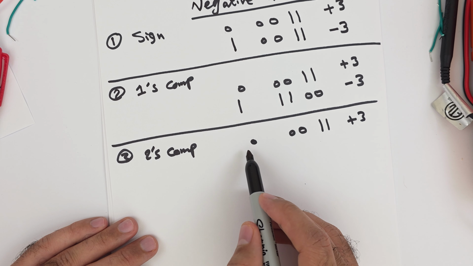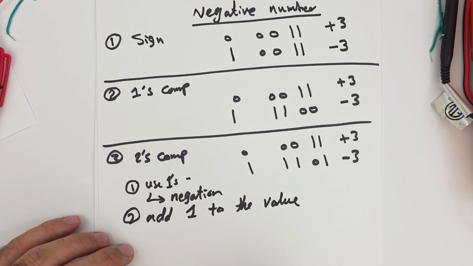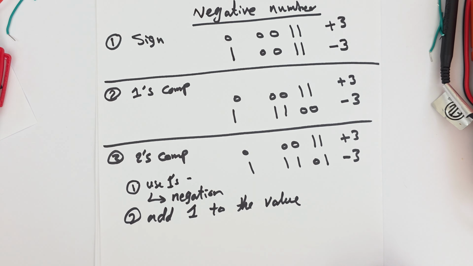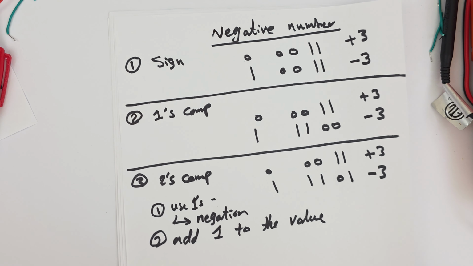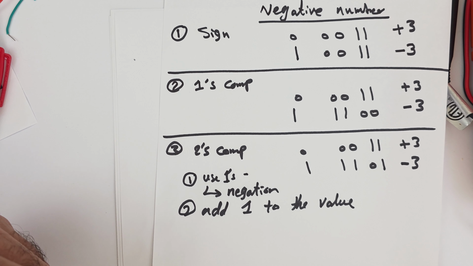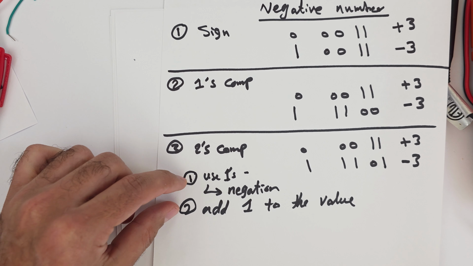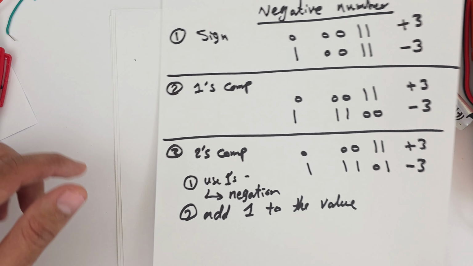But for the 2's complement, I need you to write the 2 steps. First step, use the first complement, and the first complement means negation, negate all values. Number 2, add 1 to the value. That is what we need to do. So this is the first theoretical part. Let's discuss another theoretical part, but don't forget these 2 steps because these are the theoretical steps and I am going to show you how to implement these theoretical steps by the hardware.